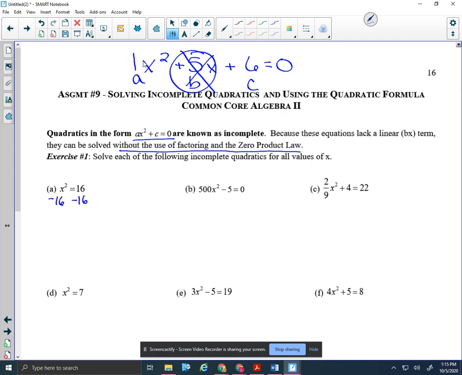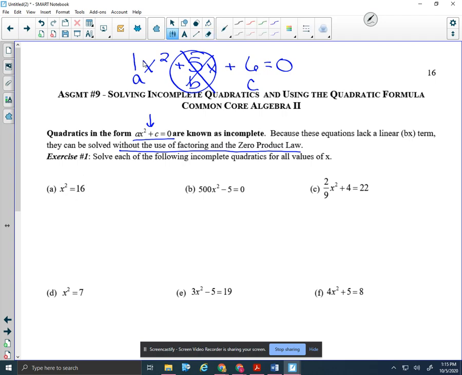equation. You actually don't have to write this down. So I see that this quadratic could be solved by factoring, right? We could go through and do x plus 4, x minus 4, but we don't need to. We can solve it a new way because we don't have the bx term. The x term is missing. So I'm going to erase this and show you the alternative way to solve it.